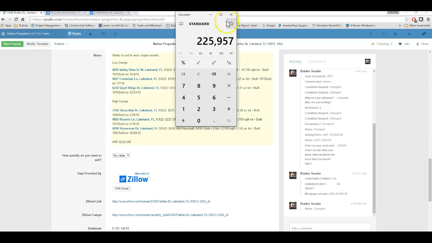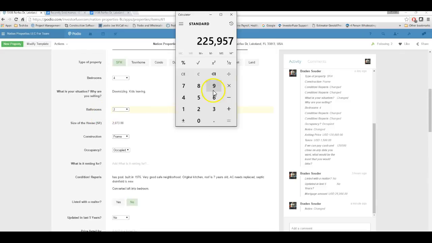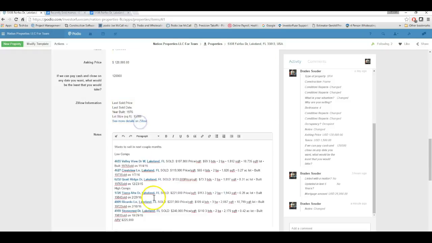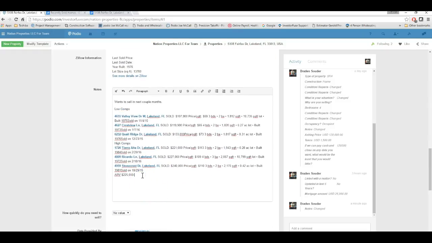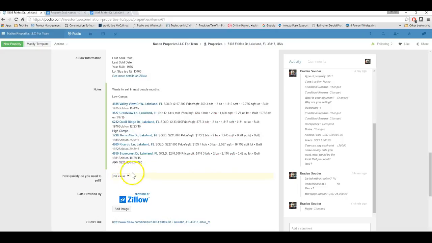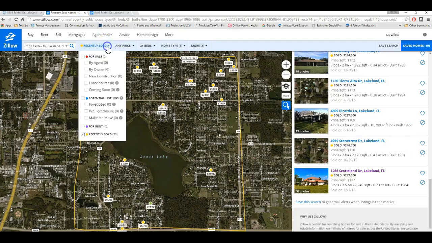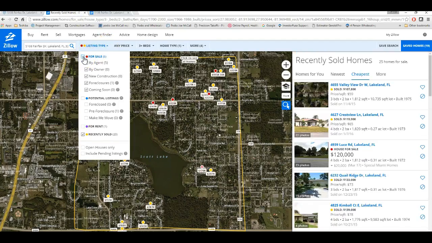So let's say we went $113 a square foot. Let's go 113 times our square footage of 2073. So that's 234,000. So I would say 225 to 234. So there's our comparable sales. Let's check one more thing. Let's see what is for sale.